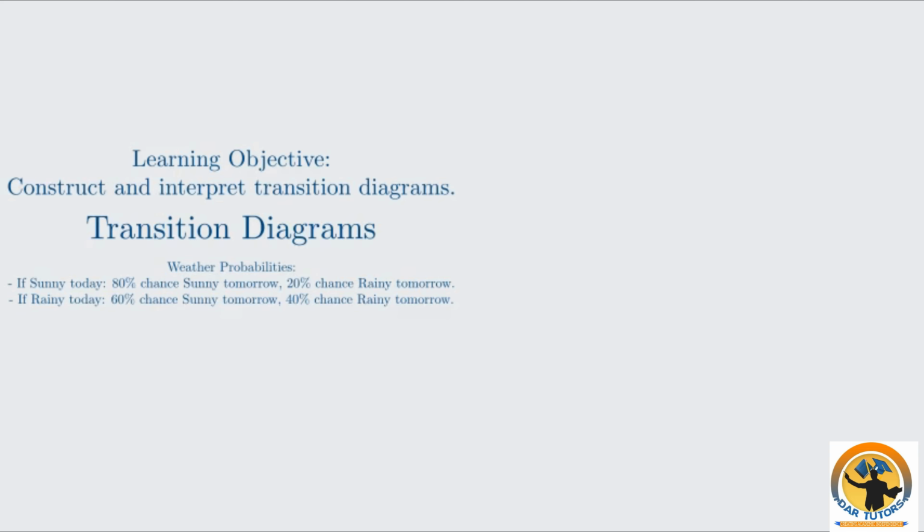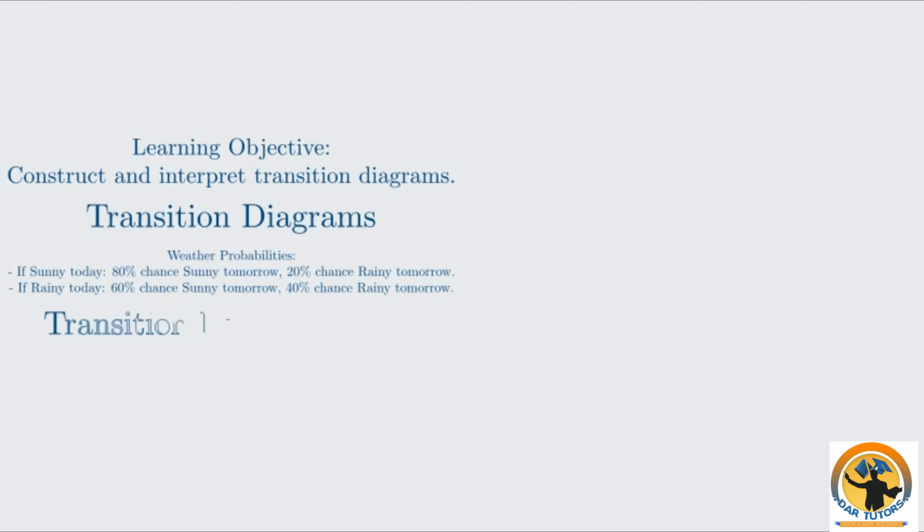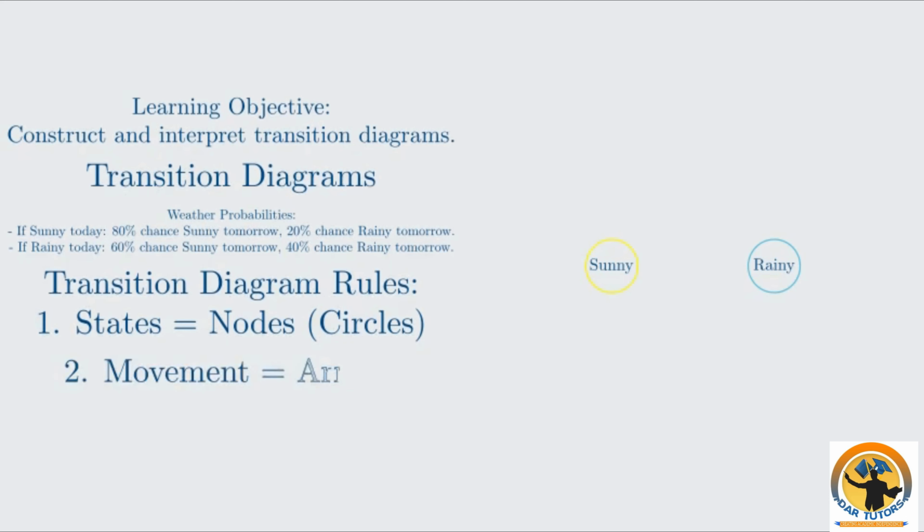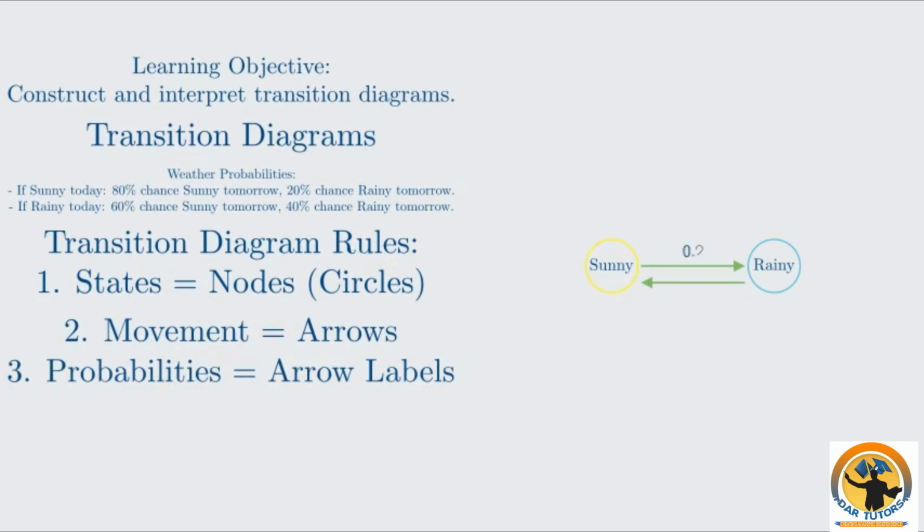To draw the diagram, we follow a simple set of rules. First, we represent each state with a node, which we'll draw as a circle. So we have a circle for sunny and one for rainy. Second, we use arrows to show movement between these states. Since we can go from sunny to rainy and from rainy to sunny, we'll draw arrows in both directions. And third, we label each arrow with the corresponding transition probability. For example, the arrow from sunny to rainy gets labeled 0.2.